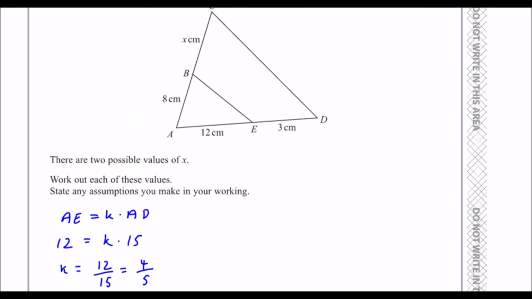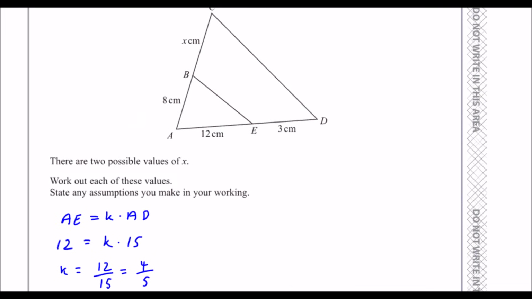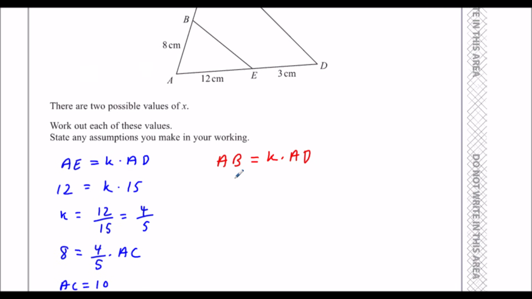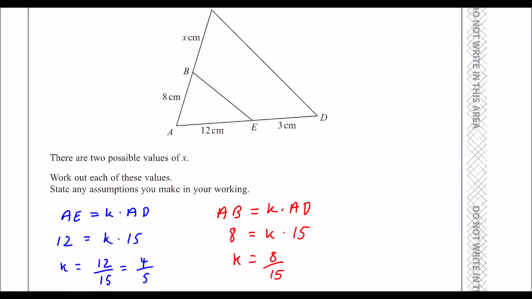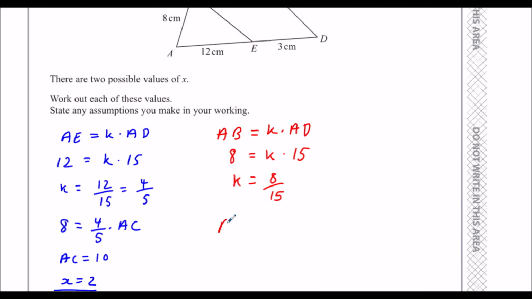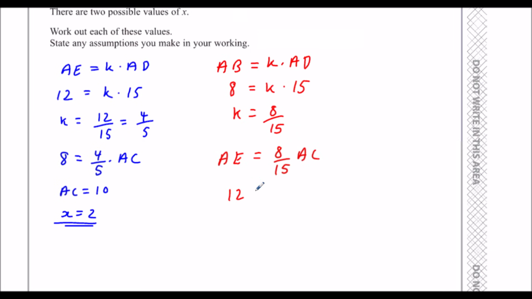Now, if we did it differently and said AB goes with AD, so AB equals K times AD. AB is 8, AD is 15. That would make the scale factor 8/15. So then AE would go with AC. And AE is 12. So 12 equals 8/15 times AC.